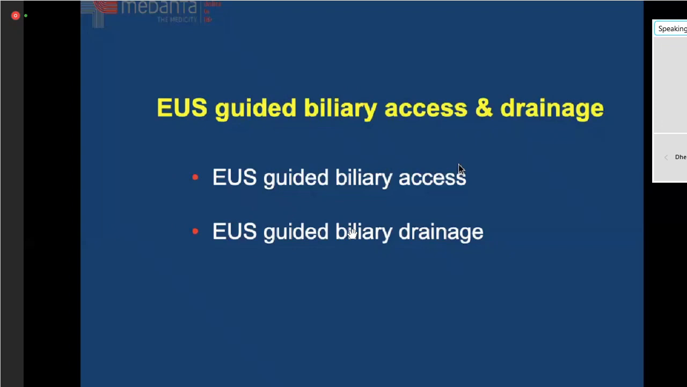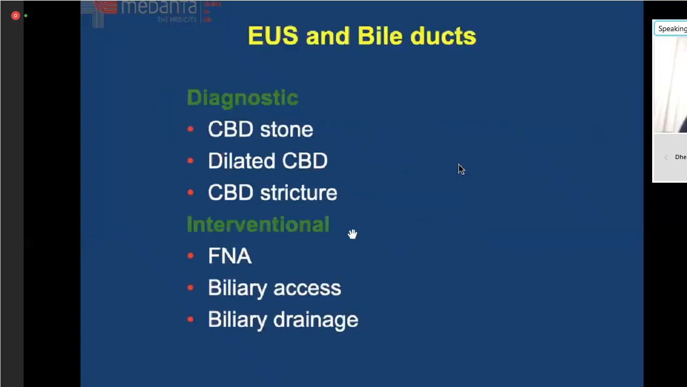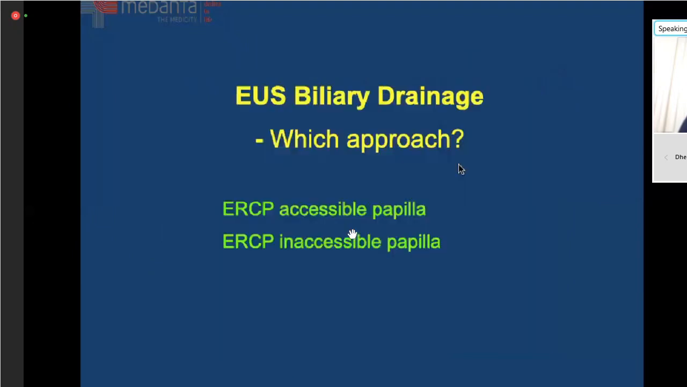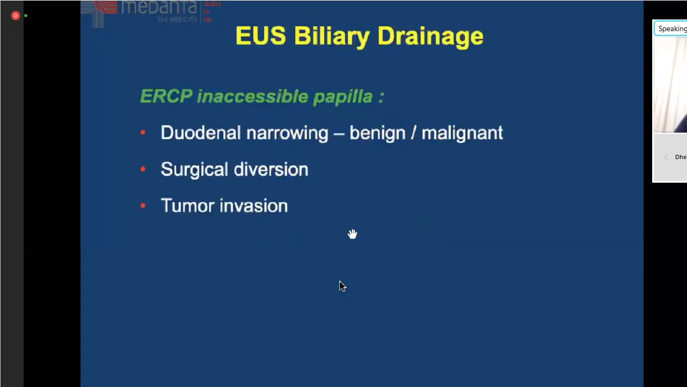When we talk about EUS guided biliary drainage, it is possible either from the stomach or from the duodenum. You know that ERCP is the standard of treatment for biliary drainage. This is important. EUS is not the standard till today. But if the ERCP fails, or you are not able to reach up to the papilla. So with ERCP, the papilla is accessible, but you fail cannulation, or there's a gastric outlet obstruction.